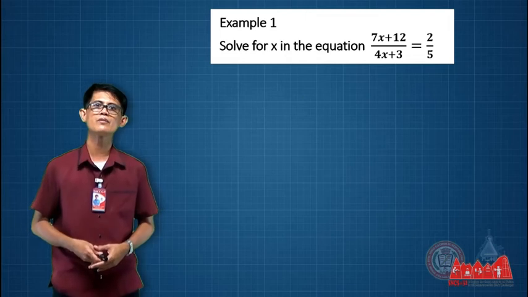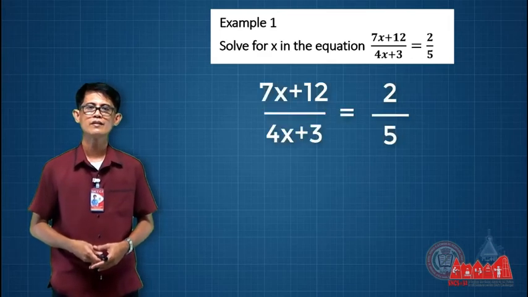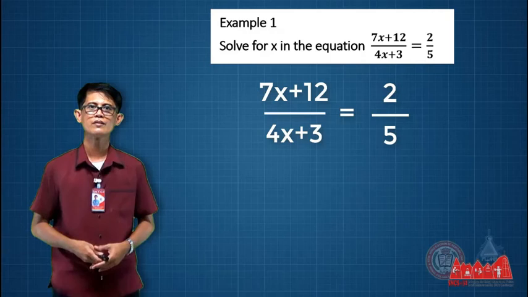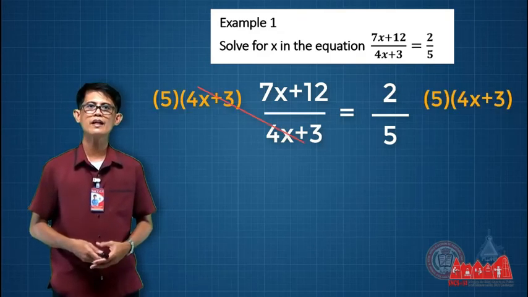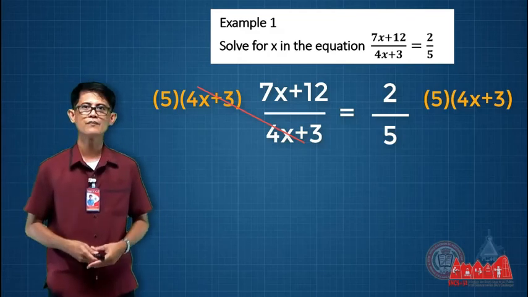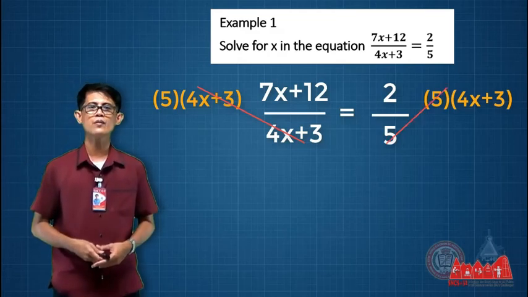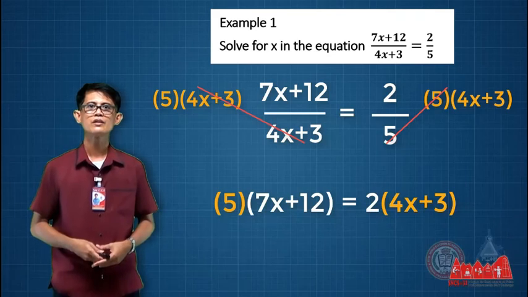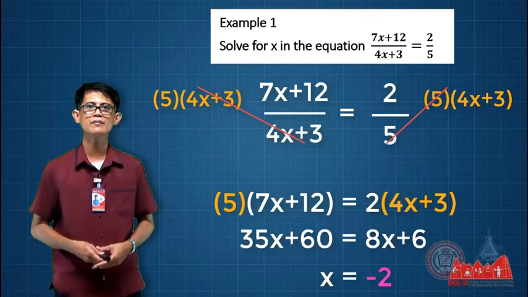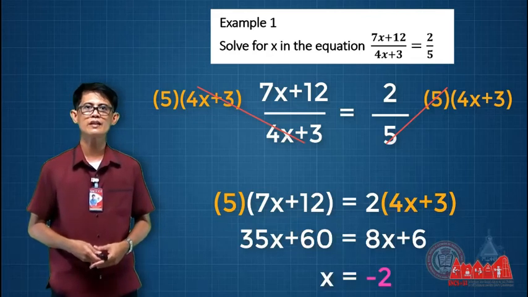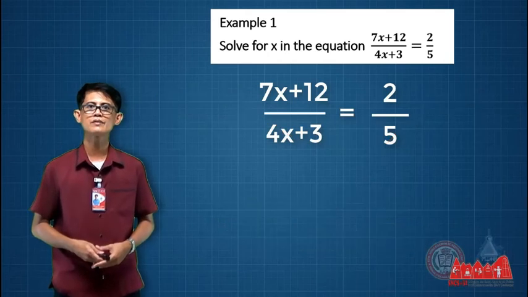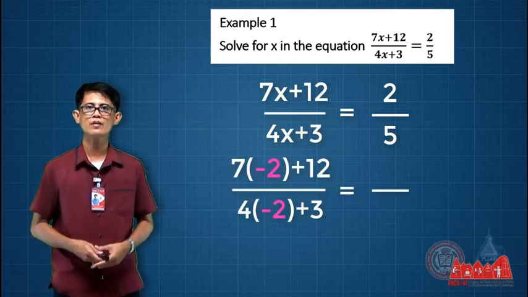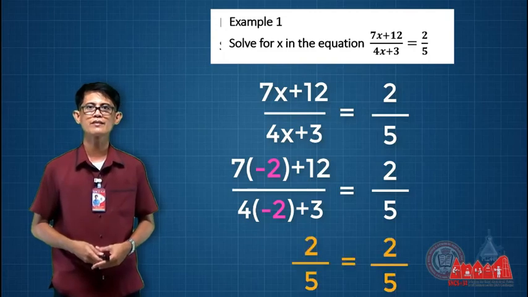Step 2. Multiply both sides of the equation by the LCD. In step 3, solve the equation. On the left side of the equation, 4x plus 3 is cancelled. On the right hand side, 5 is cancelled. Now we are left with 5 times the quantity 7x plus 12 equals 2 times the quantity 4x plus 3. Distribute 5 and 2 and combining similar terms together, our solution is x equals negative 2. Step 4. Check the solution by substituting the computed value of x in the equation. So our equation is balanced.